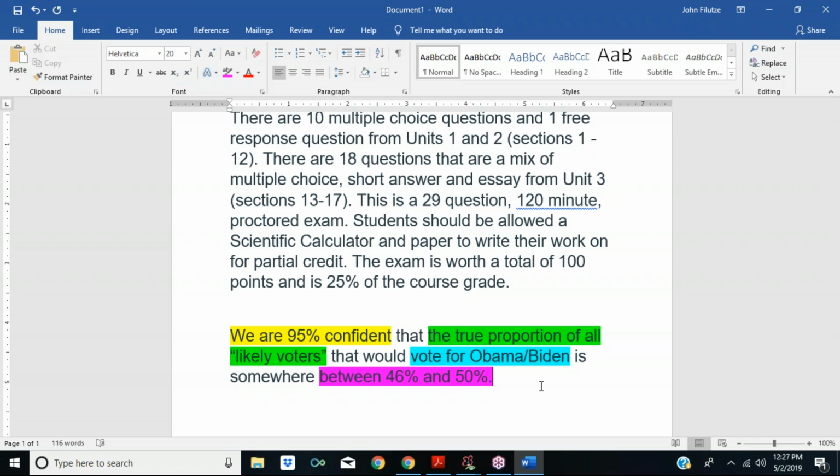We're 95% confident, the true proportion of all likely voters. So the confidence level, who, what did they do, and what's the percent? How certain are we? About whom? What did they do? And what is that interval? And of course, you could put certain also if you wanted to.